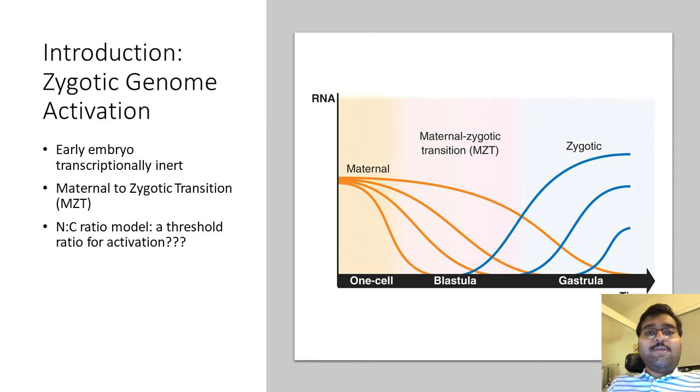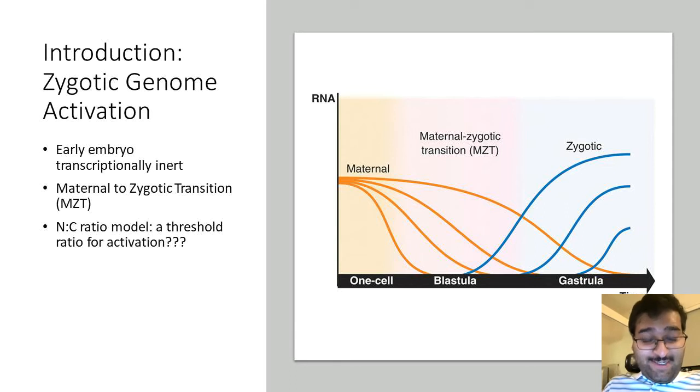So, to begin, a defining feature of embryonic development in animals is that the early embryo is transcriptionally inert. In other words, all of the transcripts that are being translated in the embryo are coming from the maternal oocyte or egg cell. And so it follows that a key developmental transition occurs when the embryo degrades its maternal transcripts and begins transcribing its own genome. This transition is referred to as the maternal to zygotic transition, or the MZT.